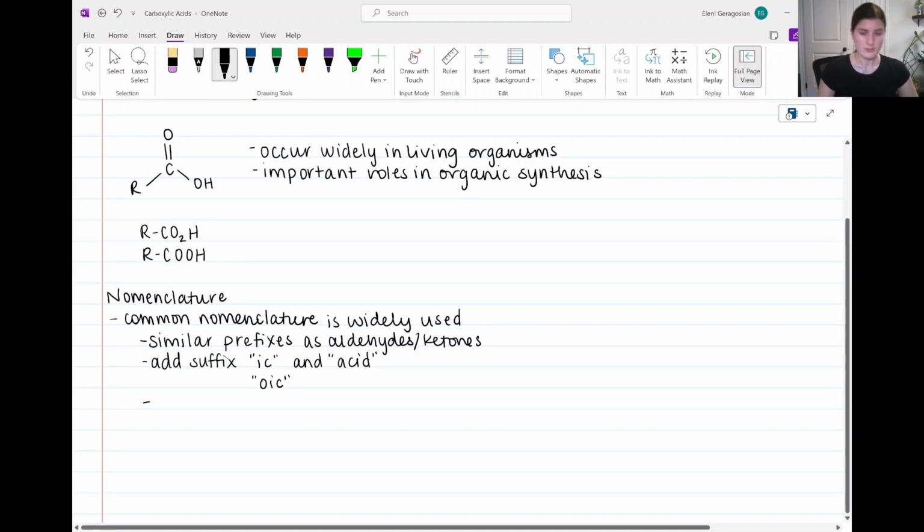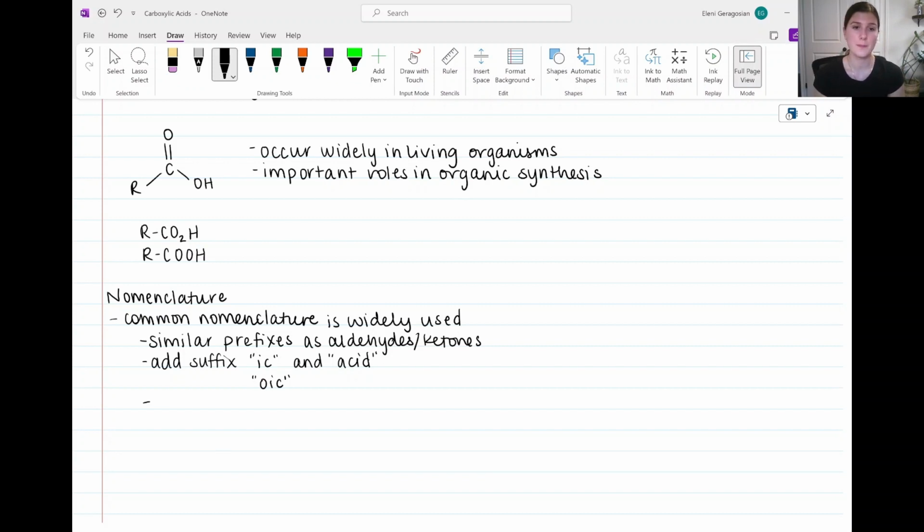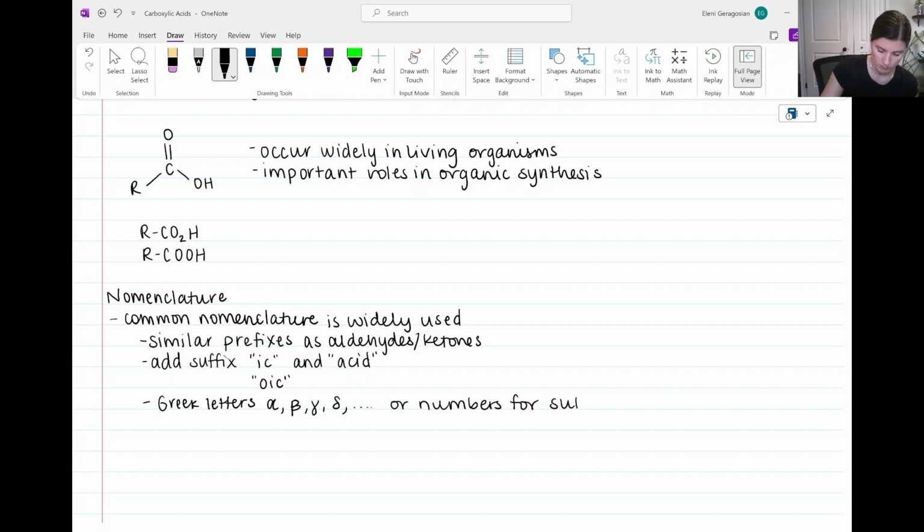And then for substituents, in common nomenclature, we use Greek letters, so alpha, beta, gamma, delta, to indicate the location of substituents on a carbon chain that contains a carboxylic acid. All right, let's look at 3 examples.